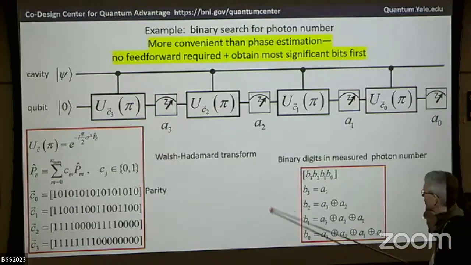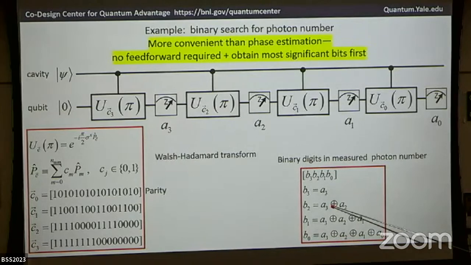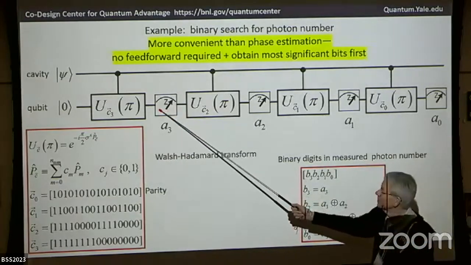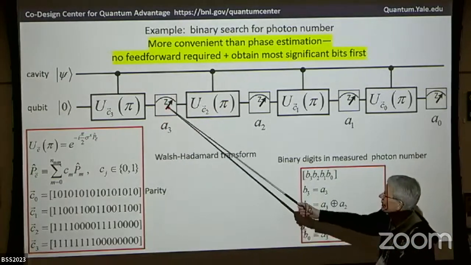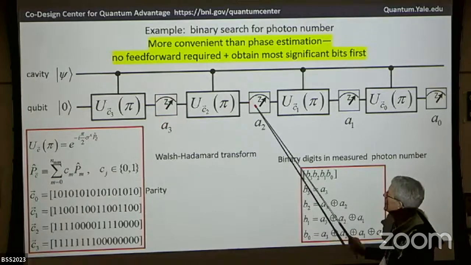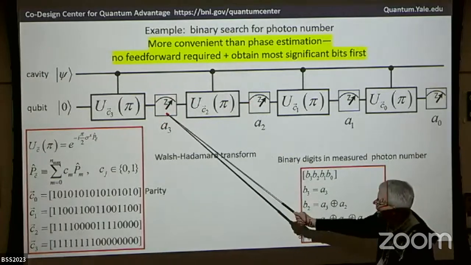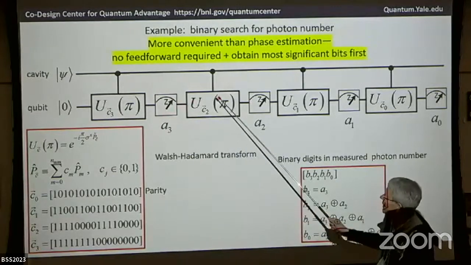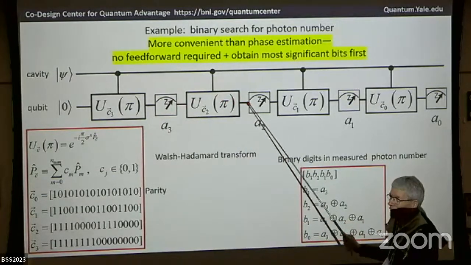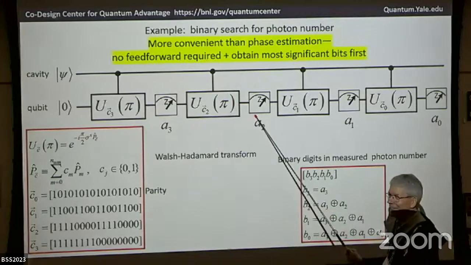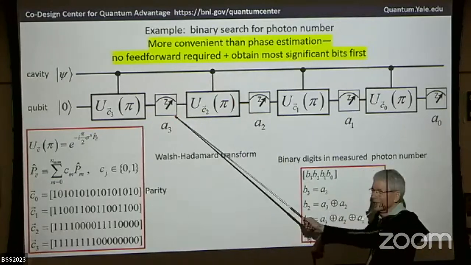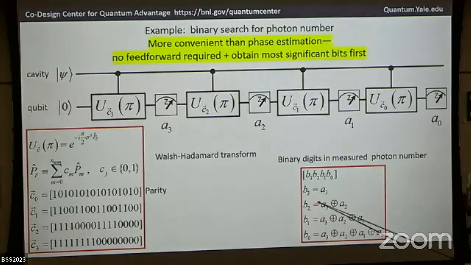Each time, why are there these additions mod 2 here? Well, this comes out right, saying yes or no. If this one comes out the same as that one, then it was a no. If it comes out opposite to that one, it's a yes. I don't reset the qubit to 0 each time. So that's why you have to do this modular arithmetic.